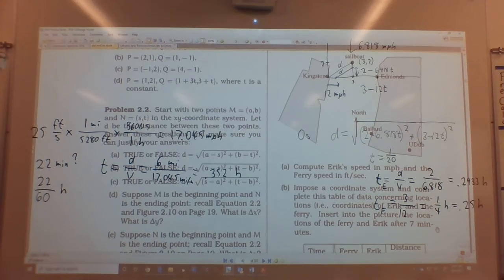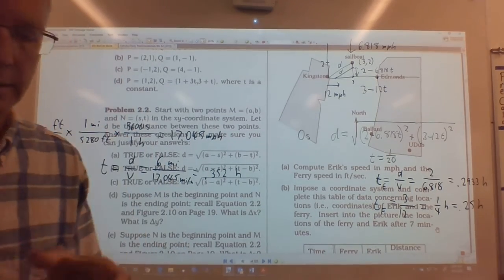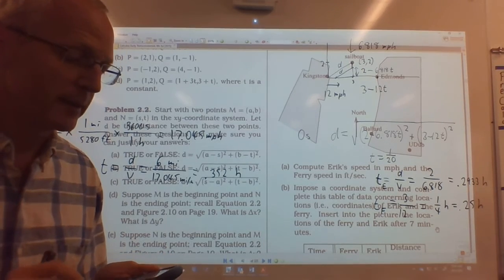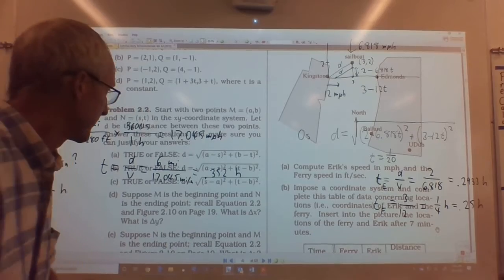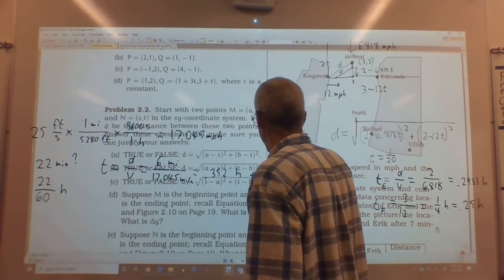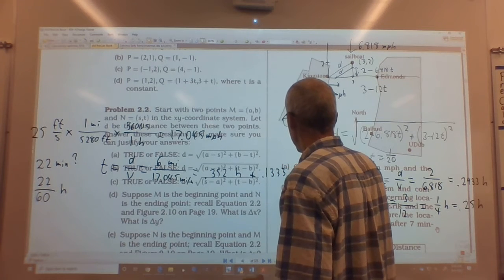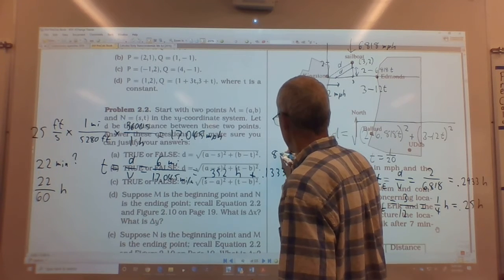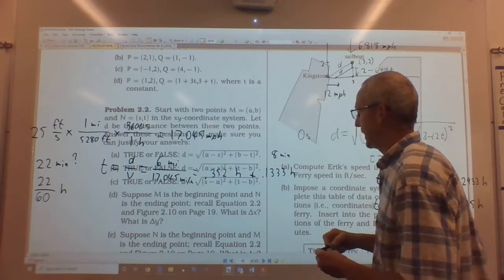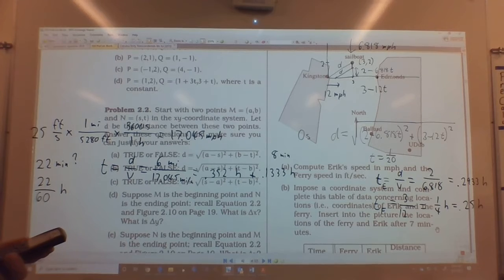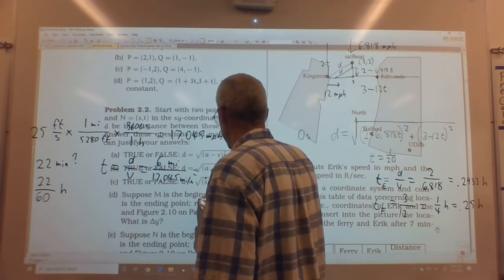And it leaves 8 minutes late. So 8 minutes is what fraction of an hour? 8 divided by 60 is 0.13333. So we have to add 0.1333 forever hours, because that's the same as 8 minutes. So let's add that to 0.352, and I get 0.485.